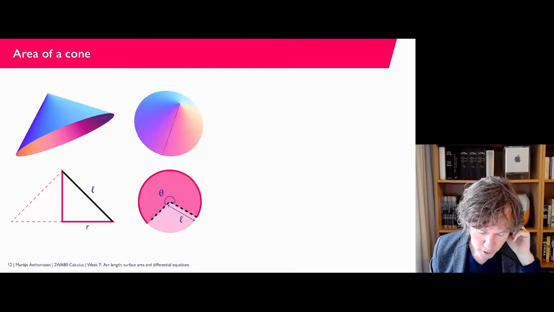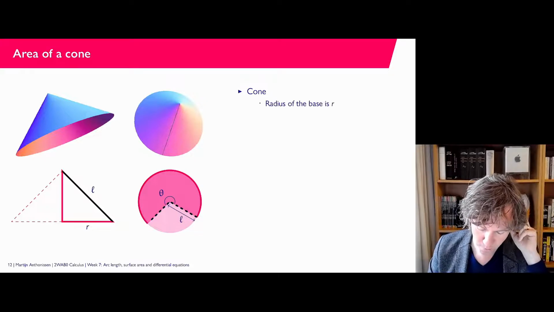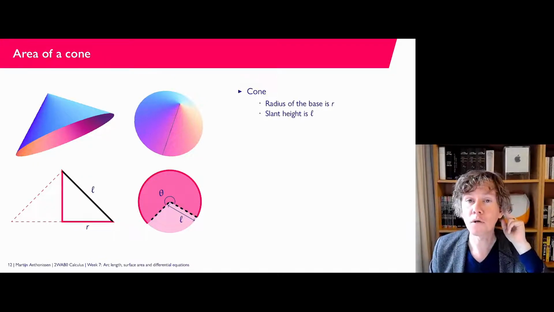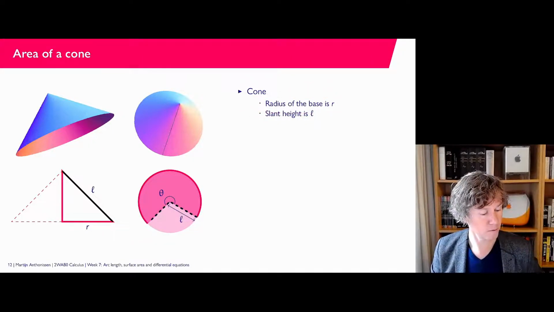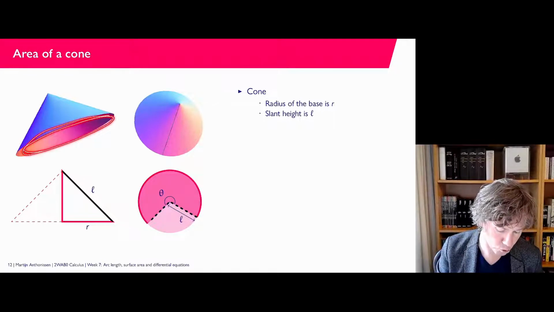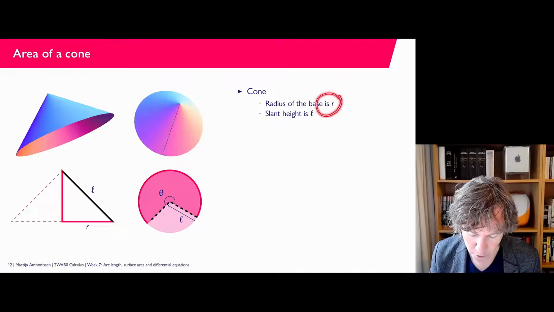So what I did is first introduce a little bit of notation. If you have a cone, then basically the size of the cone you can describe by two numbers. One is the radius of the base. So if you have a cone and you take the base like here, there is a circle here, and that circle has a radius. That radius is little r.